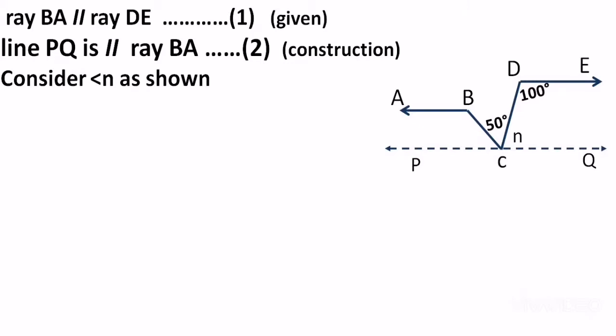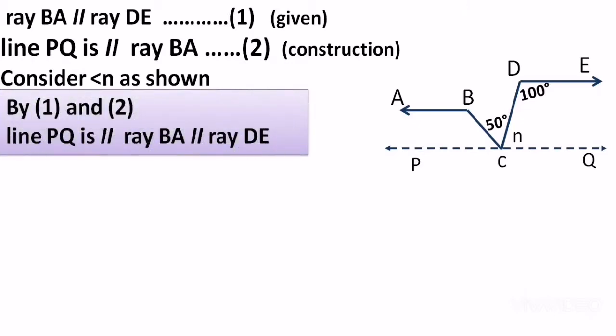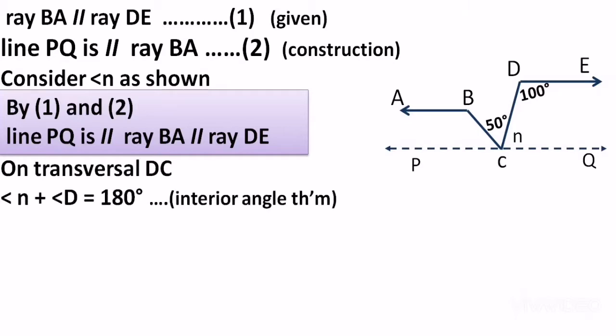And we have considered angle N as shown in the diagram, right? So due to that angle N, you can say that 100 degrees when added to angle N, the answer will be 180 degrees, right? As ray BA and DE were given parallel to each other, we can say all these three, PQ, AB and DE, are parallel to each other, and that makes the angle N that we have considered and angle D, that is given to me, interior angles, right? And whenever we add them, the sum will be 180 degrees. And how do we get this? Because we know the theorem called the interior angle theorem.